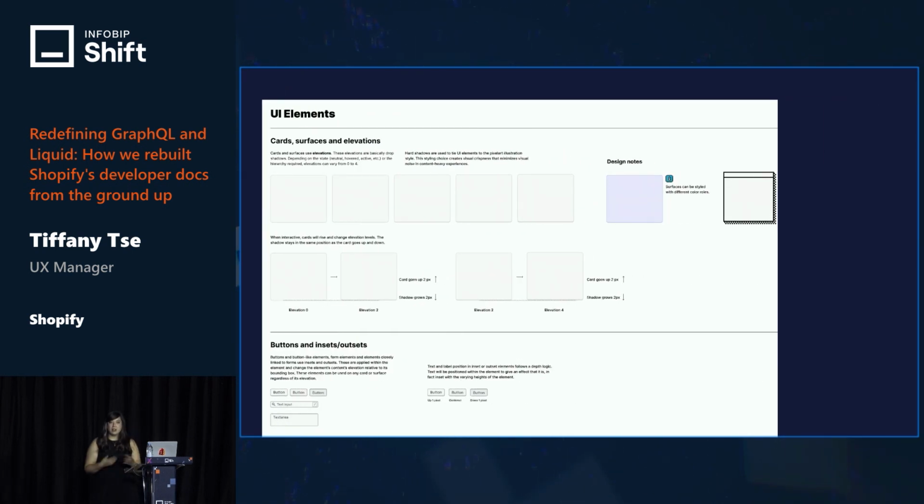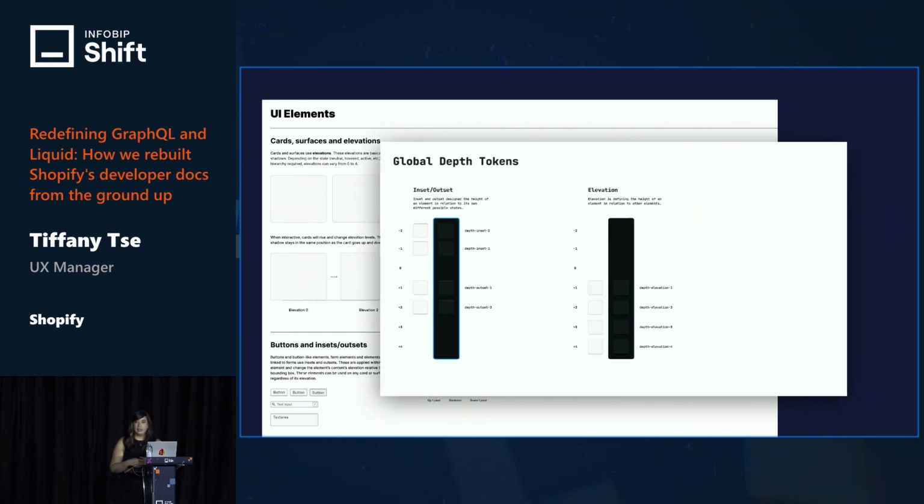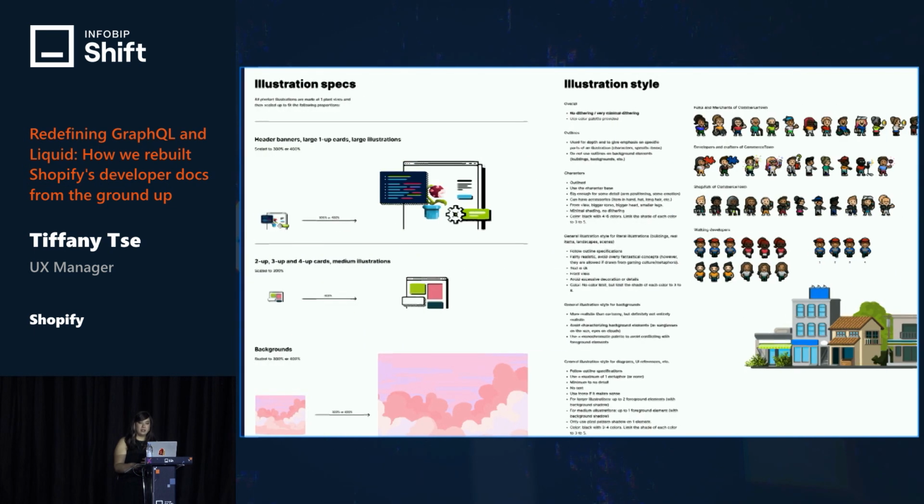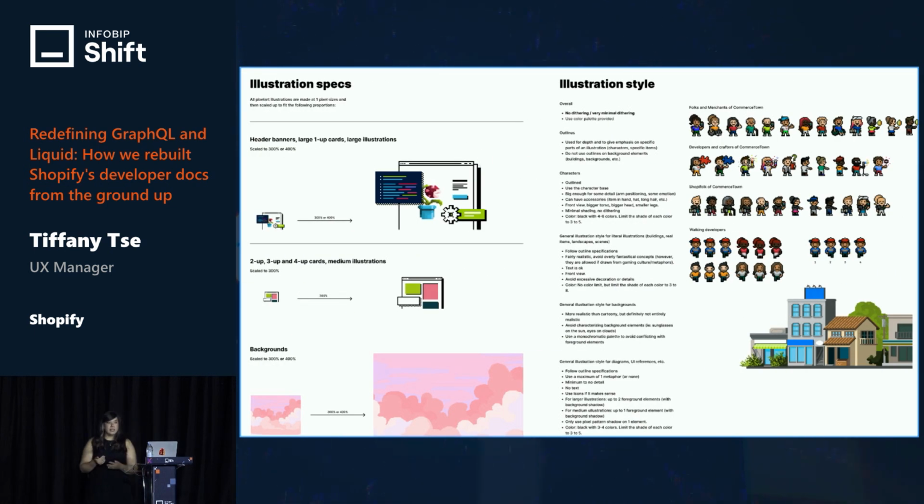We define things like cards and surfaces with elevation guidelines based off of depth tokens for development use. And we added elements of storytelling with illustration, along with guidelines on usage and how to scale those things.